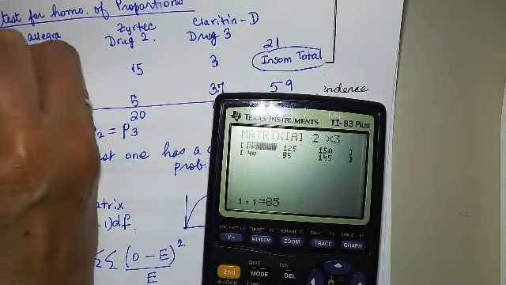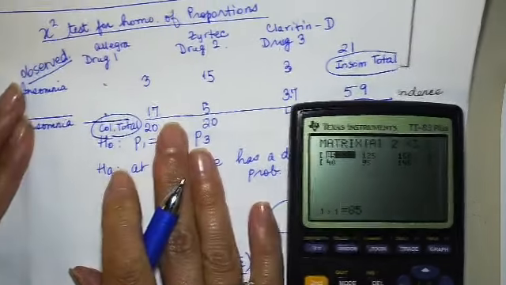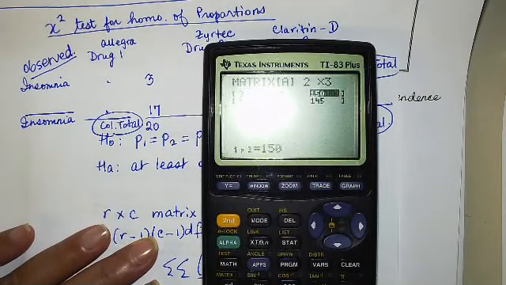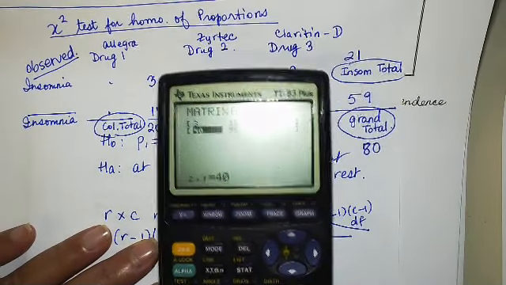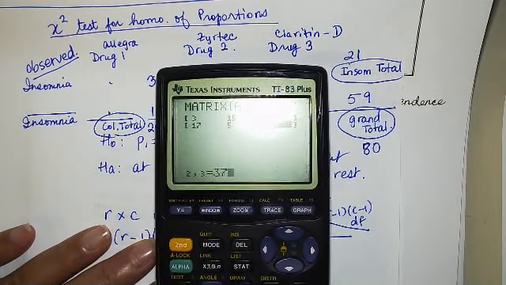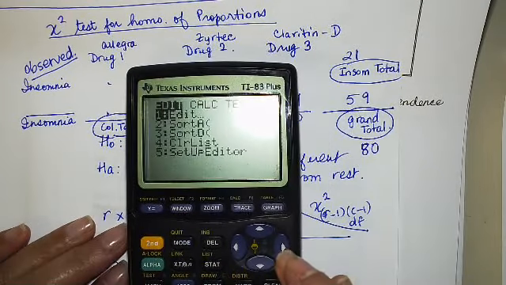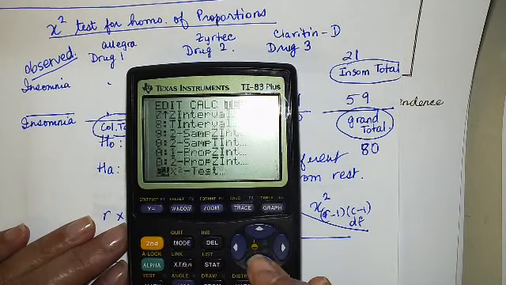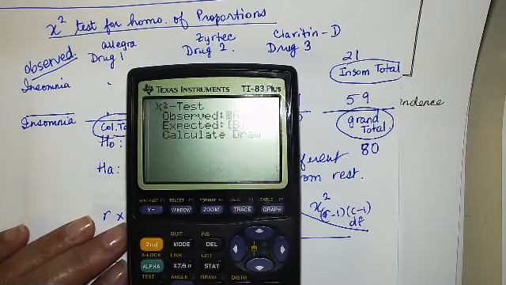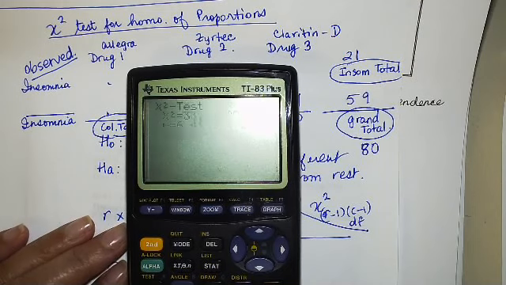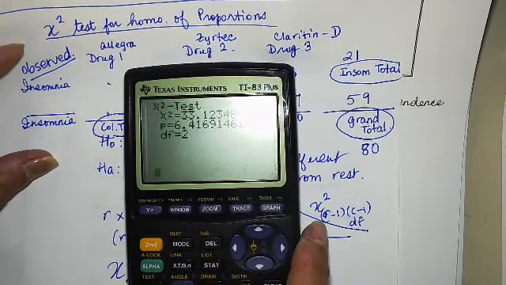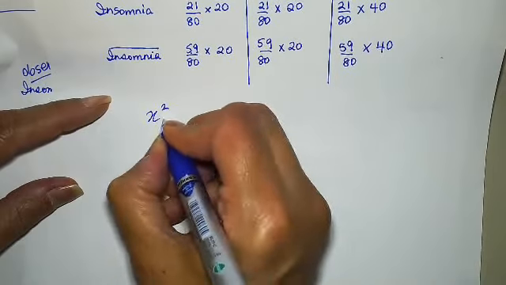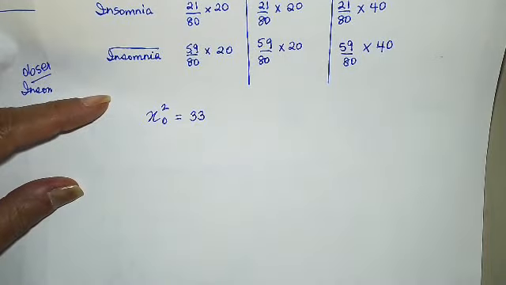Let's go put this in our calculator. So second matrix, edit, A. This is also a 2 by 3 matrix, 2 by 3. Let's put in our numbers for the observed counts, which I should label properly. Observed counts. So I have 3, 15, and 3 going across. 3, 15, 3, and 17, 5, 37.